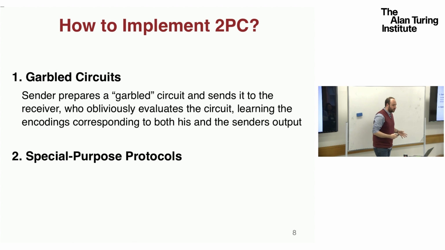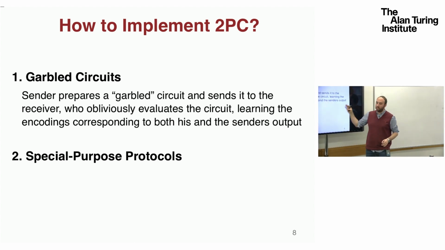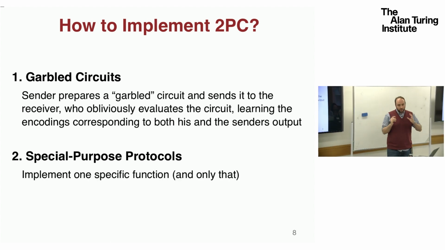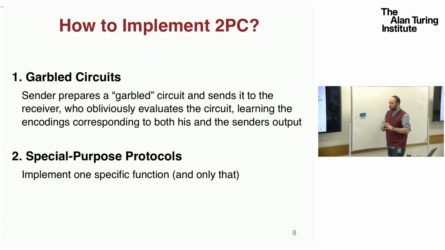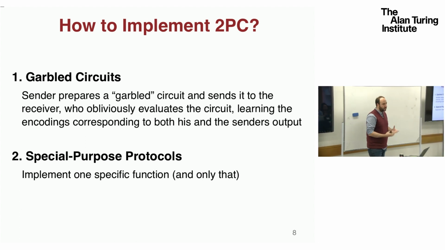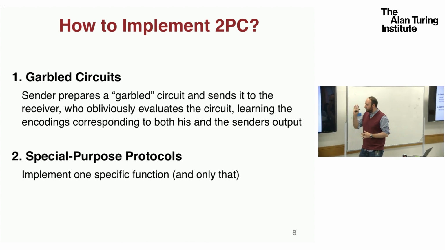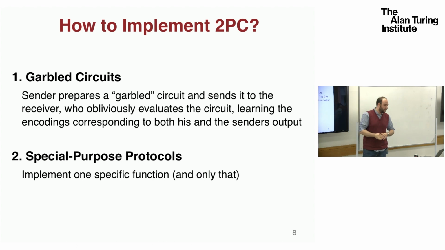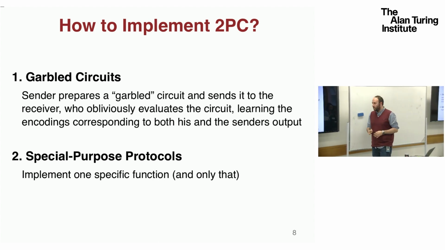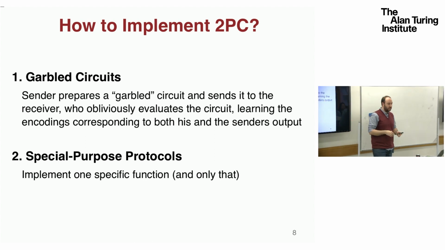Okay, so what I'm going to talk about today is sort of the second way to implement this, which we call special purpose protocols. So it means that these constructions are not generic. You cannot implement any function that can be expressed as a Boolean circuit, but they implement only one function. So one specific function and only that. Okay, so obviously there are pros and cons between these two things.